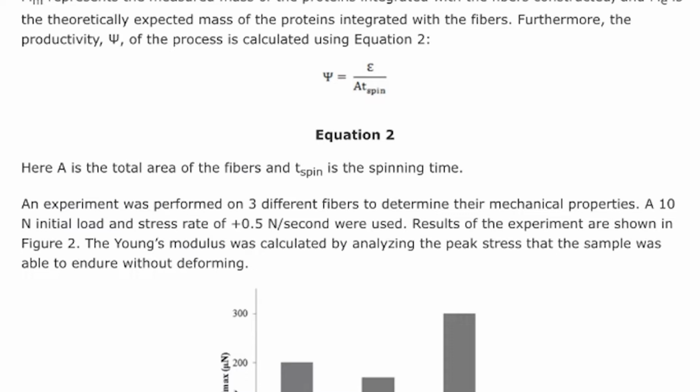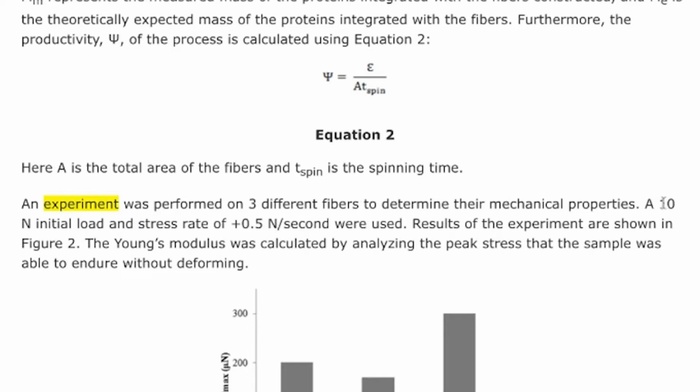I would probably highlight experiment here, because it almost seems like we've pivoted somewhat. The first part of this passage was talking about this process, and now we're talking about an experiment. We're testing something. I would say, what are we ultimately looking at? Their mechanical properties, and I would highlight the numbers 10 newtons and 0.5 newtons per second.